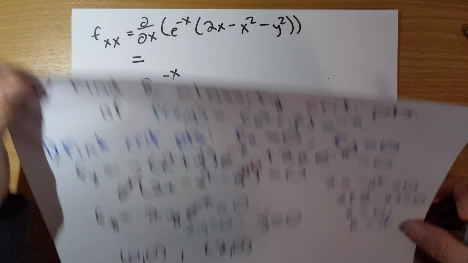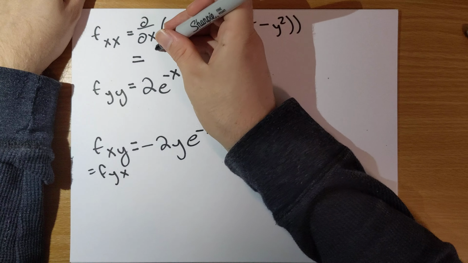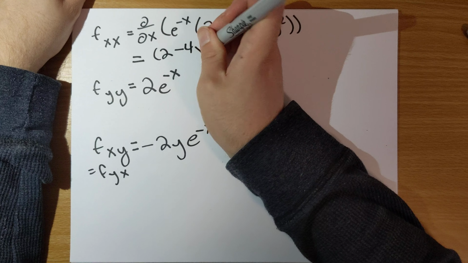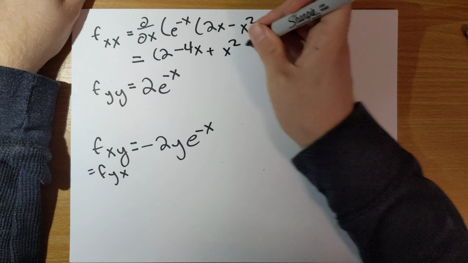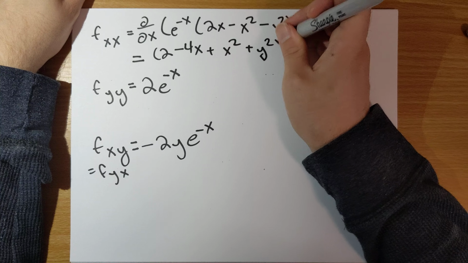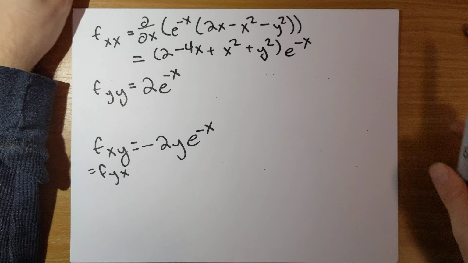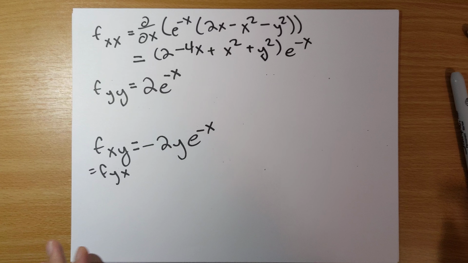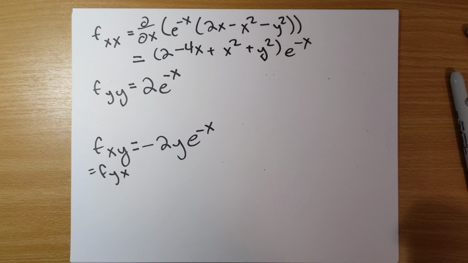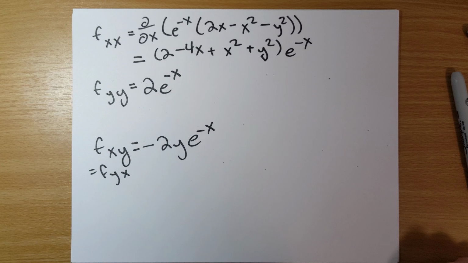And if you crunch this out, I'm just going to write down the final answer. It's (2 minus 4x plus x squared plus y squared) times e to the negative x. If you're feeling uncomfortable with partial derivatives, it'd be good for you to practice with that.